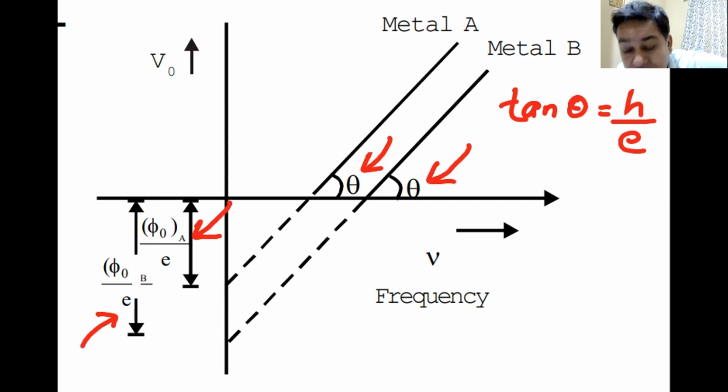Similarly, on this side, the y-intercept, we don't get the work function, but we get work function divided by E. The first one is the work function of A divided by E. The second one is the work function of B divided by E. I hope everyone has understood this. Yes or no? Please note it down.